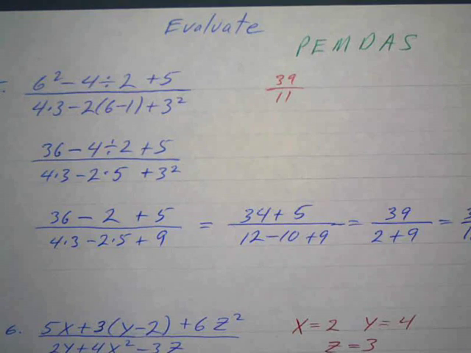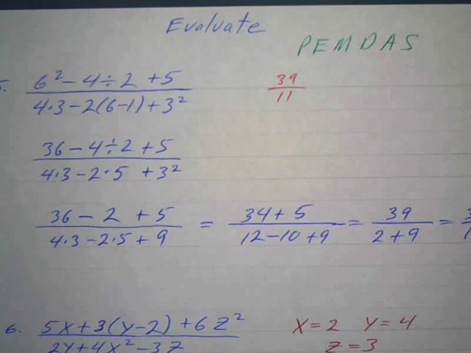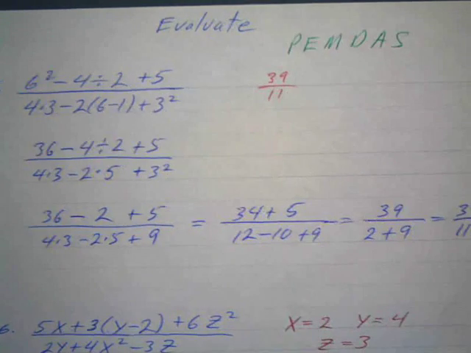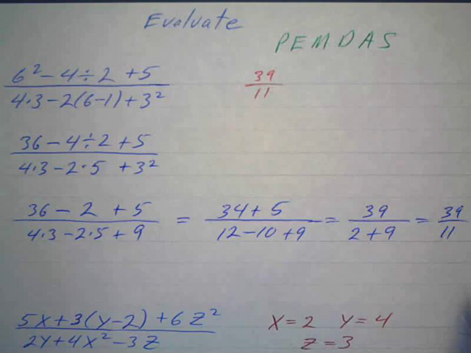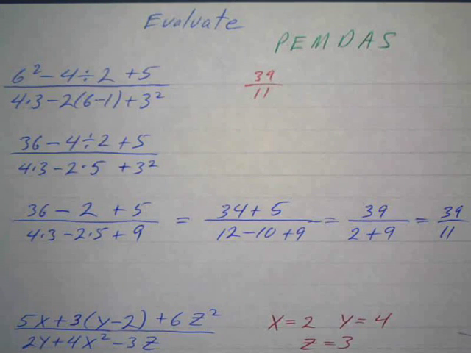So again, you can always pause these, check these, and make sure everything makes sense. And then really, you've got maybe 2 different problems here. So this is maybe 2 problems for the price of 1. So that's a good review. And there again is your 39 over 11. Okay?